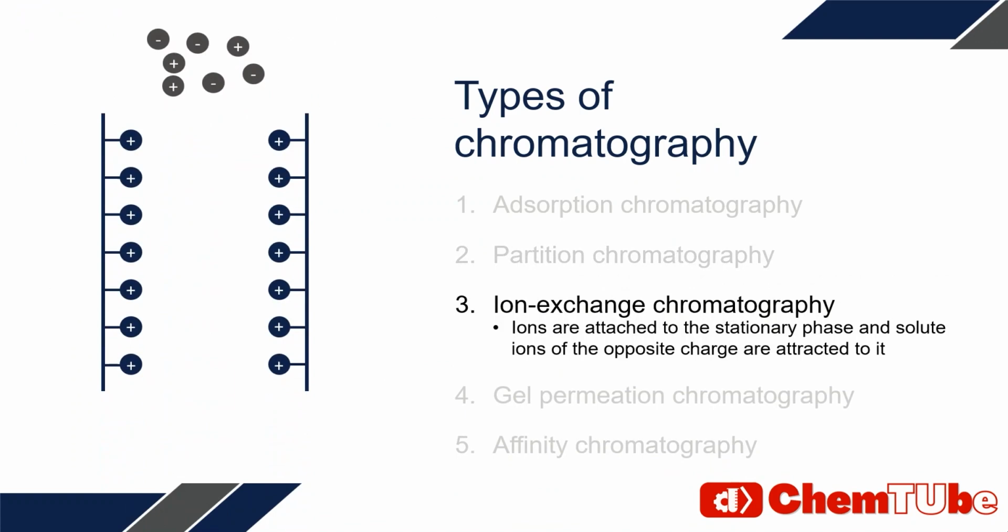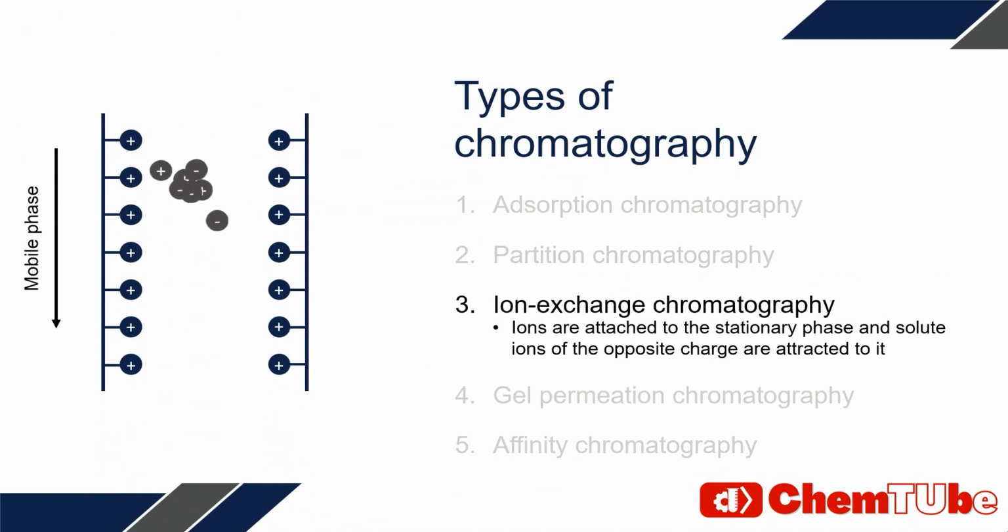In an ion exchange chromatography, ions are covalently attached to the stationary solid phase, which is usually a resin. When we pass a liquid mobile phase through the resin, solute ions of the opposite charge are attracted to the stationary phase. Ion exchange chromatography can be particularly useful for separation of proteins.